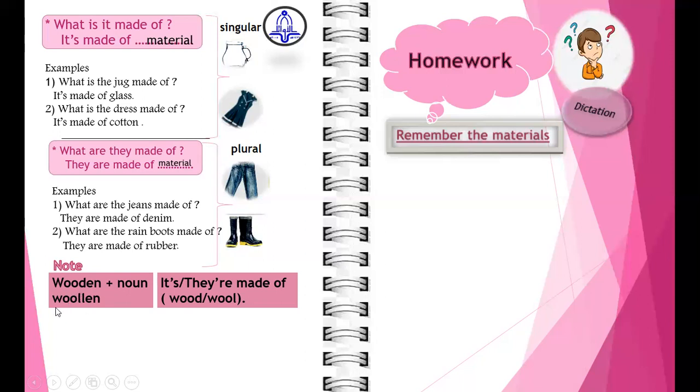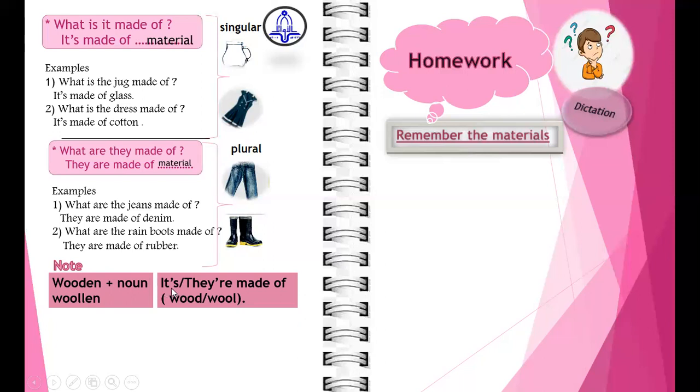So here wooden and woolen come as adjectives. They are used to describe. A wooden spoon and a woolen sweater. Wooden and woolen, after that we should put the noun, the name of the thing that I am describing.